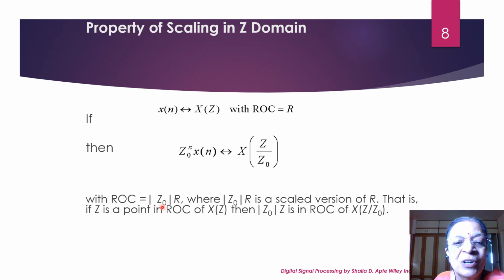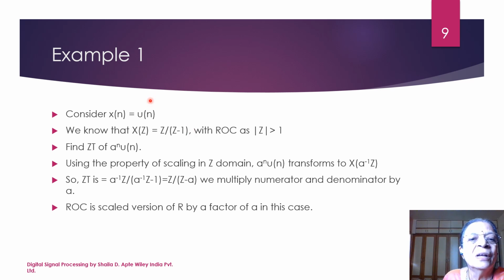So if the ROC is R, then z0 R is a scaled version of R. That is, if z is a point in the ROC of X(z), then mod z0 is in the ROC of X of z divided by z0. We'll come to this with examples so that you will understand. So consider example 1. In this case I am considering x(n) as u(n). Now what will be X(z)? X(z) we already know is z upon z minus 1, or we can write it in the closed form as 1 upon 1 minus z inverse, with ROC as mod z greater than 1.